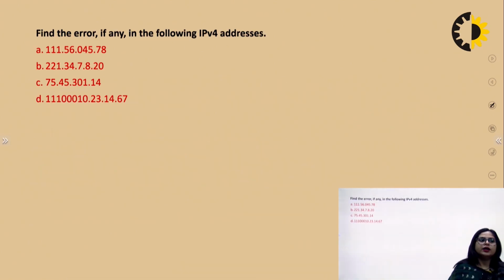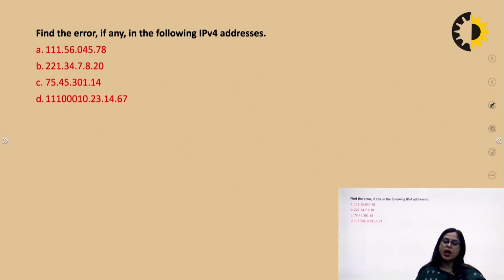Now, in general, we all know the IP addresses. We regularly see IP addresses. The PCs and laptops we use also have IP addresses. So we have general knowledge about IP addresses.